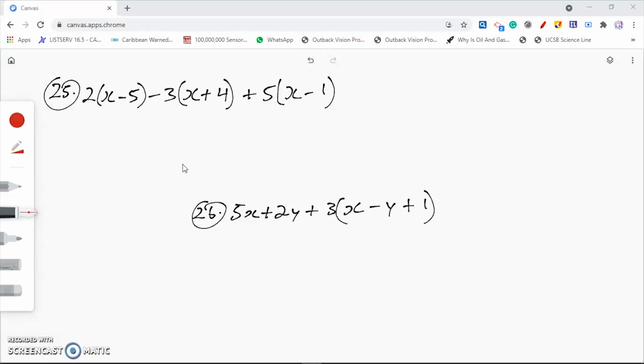And it says here 2 open bracket x minus 5 close bracket minus 3 open bracket x plus 4 close bracket plus 5 open bracket x minus 1 close bracket. We want to simplify that. So we have to say 2 times x plus 2 times negative 5, so that's equal to 2 times x plus 2 times negative 5 plus negative 3 times x.